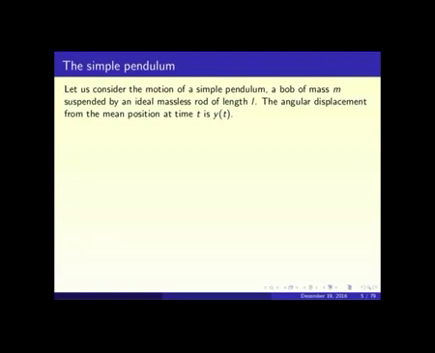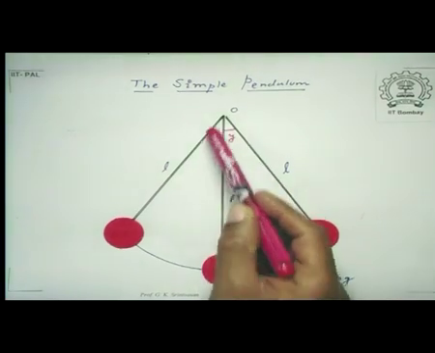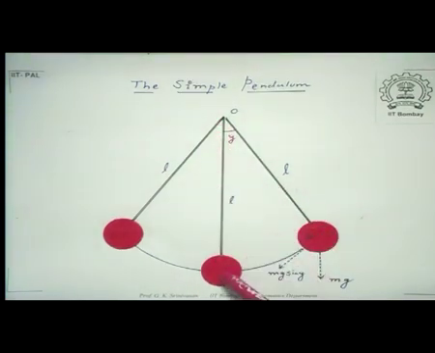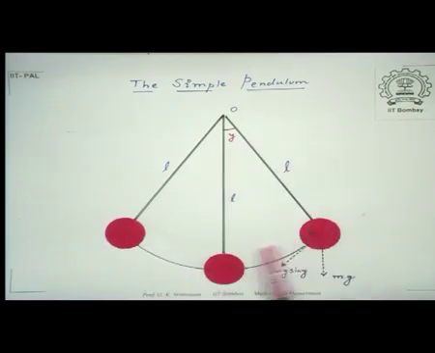So what does a simple pendulum consist of? It consists of a bob of mass m suspended from a point, as you see in this picture, by a weightless rod of length L, which is set into oscillations. This is the mean position of the bob, and this bob is displaced by an angle y, and it is set in oscillations.